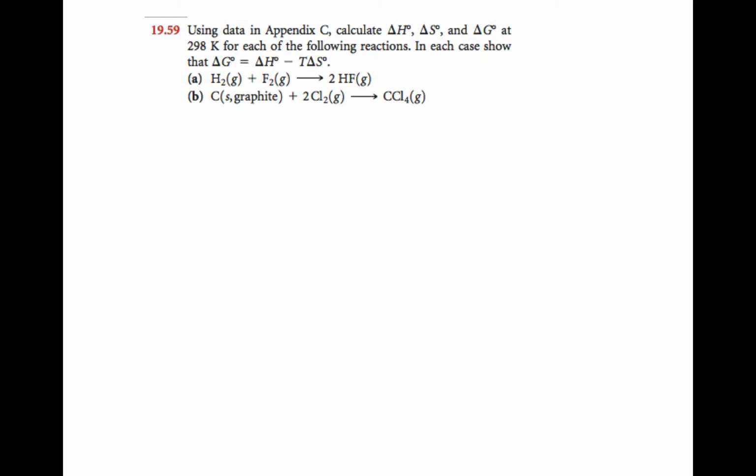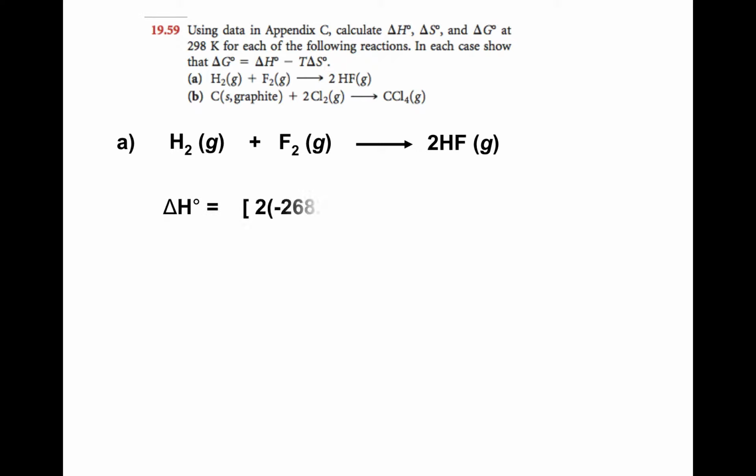Using the data in Appendix C, calculate delta H, delta S, delta G at 298 Kelvin for each of the following reactions. In each case, show that delta G is equal to delta H minus T delta S. So we can look up on the table what the delta H's of formation for the reactants and the products are. Elements, of course, are 0. So we look up the delta H of formation of hydrogen fluoride, multiplied by 2, and that's the delta H, or the enthalpy change in kilojoules.